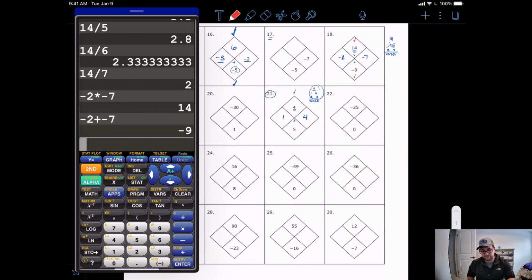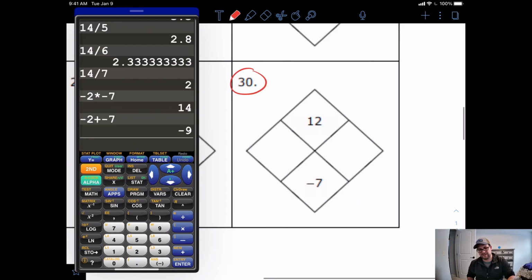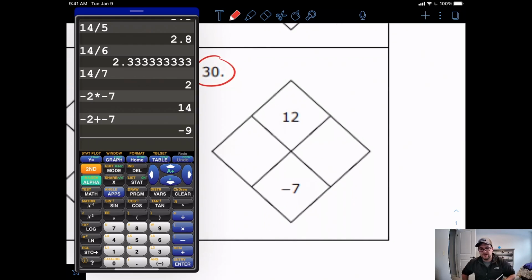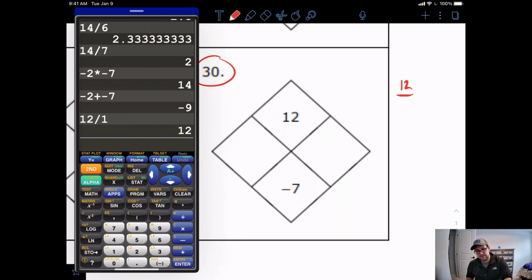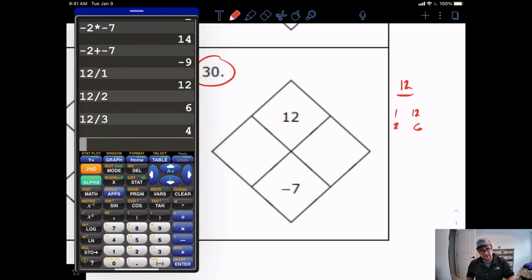Let's look at problem number 30. Like I said, I'm just going to jump around. So when I come over here for 30, I'm going to take 12 again. And now I'm going to make my list. 12 divided by 1 means 1 goes in 12 times. 12 divided by 2 means that 2 goes in 6 times. 12 divided by 3 means 3 goes in 4 times. 12 divided by 4 means 4 goes in 3 times.